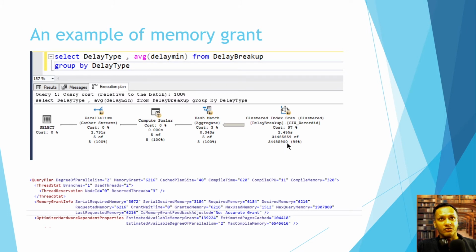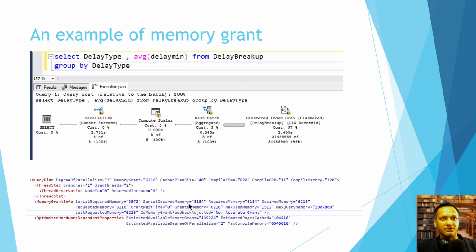You can see about 34 million rows over here, and I'm aggregating it by delay type and calculating an average. In this case, I've got 4 CPU cores on the system, but SQL Server has decided to use only 2 of them. You'll see that the serial memory is 3072. So for a serial execution plan, SQL Server has decided it needs only 3072 kilobytes of RAM, whereas the desired memory is 3104. So you can see in this case, the serial and the desired is roughly the same.